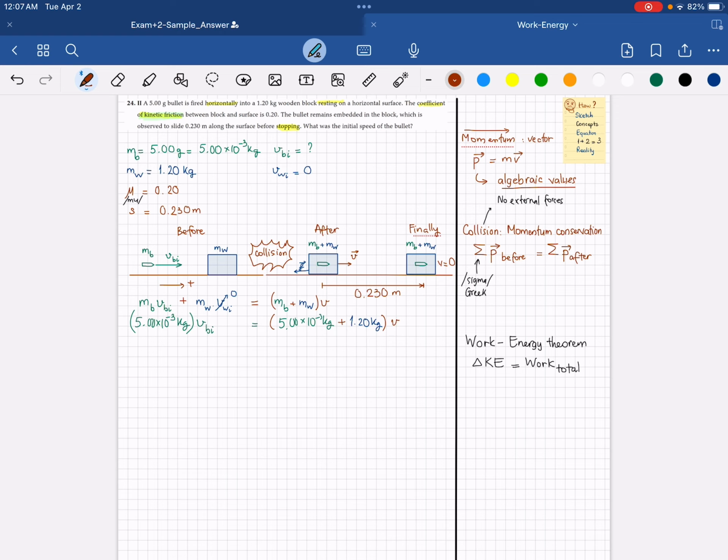We don't know this v either. So you see, we have one equation but two variables, so there's no way for us to solve for this one. We aim to solve for the initial velocity, so in order to do that, we need to find v first. That's the logic of how we solve problems in physics. Then we need to find v in order to get back to v_Bi.